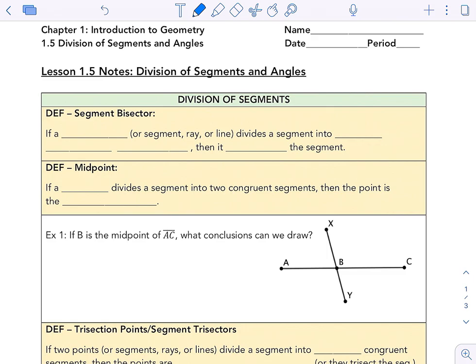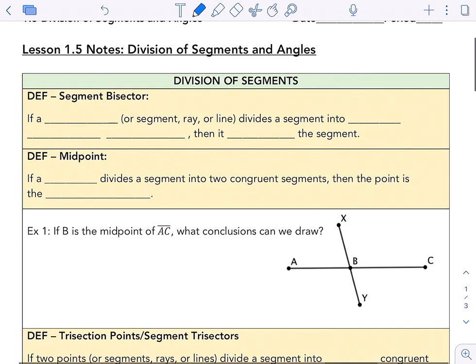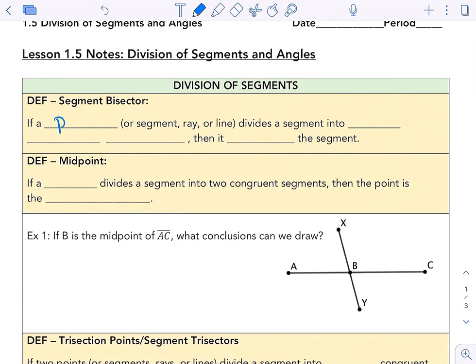So here we go. I want you to notice the if-then structure. Remember that definitions are reversible. So our first definition: if a point or segment, ray or line, divides a segment into two congruent segments, then it bisects the segment. So the word for dividing a segment into two congruent segments is bisect, and the point, segment, ray, or line that does it is a bisector.